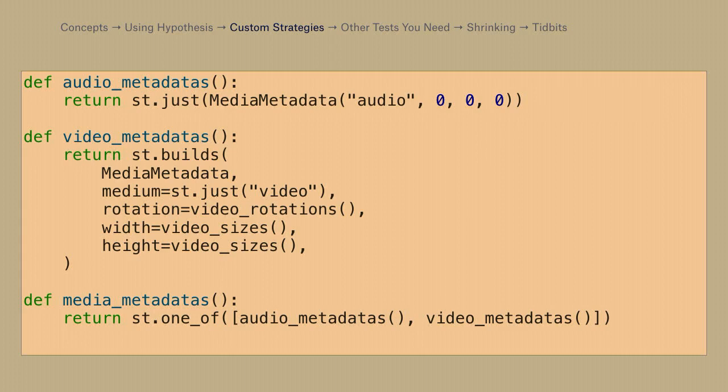However, our test still needs to have both, right? Because we have test cases that test both audio and video. So we have this media metadata object that just combines those two strategies together using one of, so it basically will pick one or the other each time you draw from that strategy.